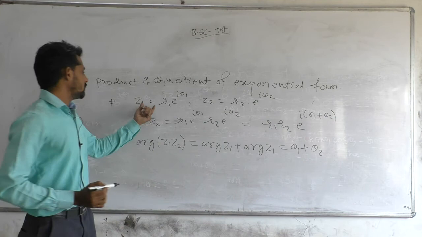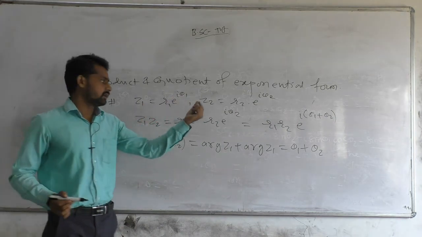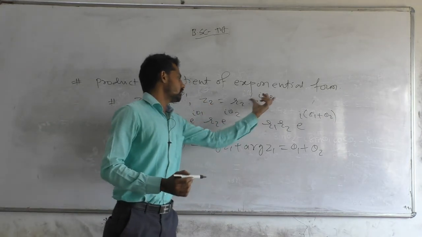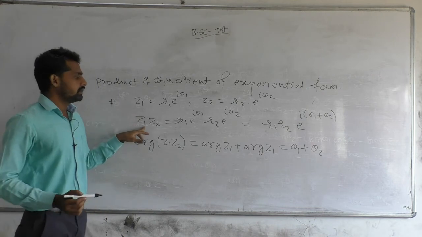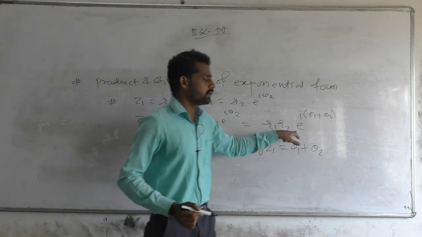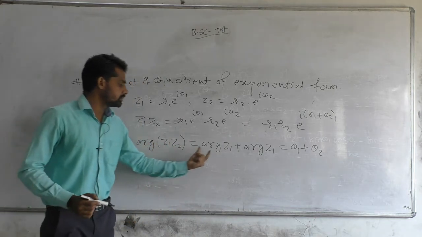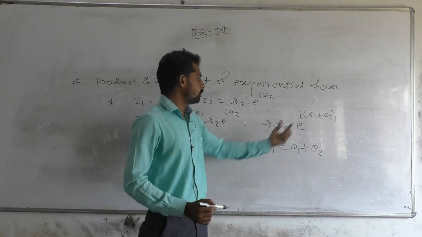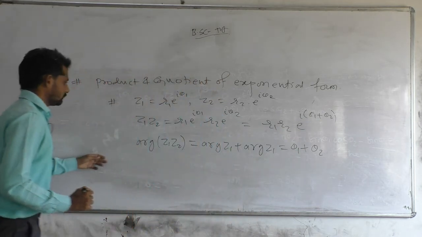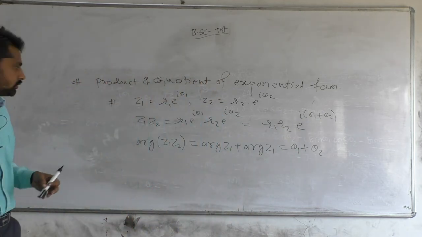Observe that if z1 is equal to r1 e raised to i theta 1 and z2 is equal to r2 e raised to i theta 2, then z1 into z2 is equal to r1 into r2 e raised to i theta 1 plus theta 2. Hence argument of z1 into z2 is equal to argument of z1 plus argument of z2. Now quotient.